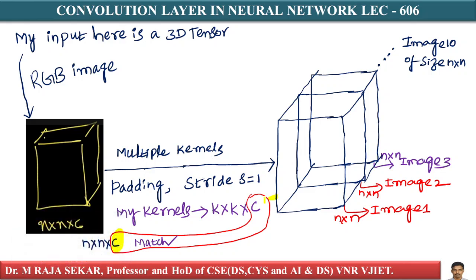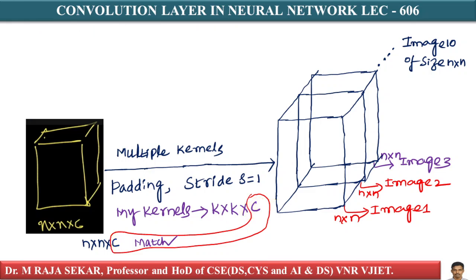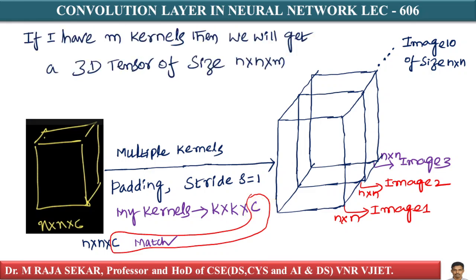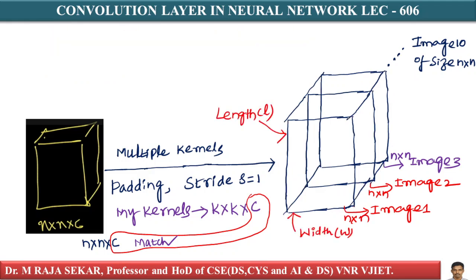This and this should match. That we already discussed many times, isn't it? If I have M kernels, let me assume I have M kernels, what I get is basically a 3D tensor of size N cross M. Remember the length and width.